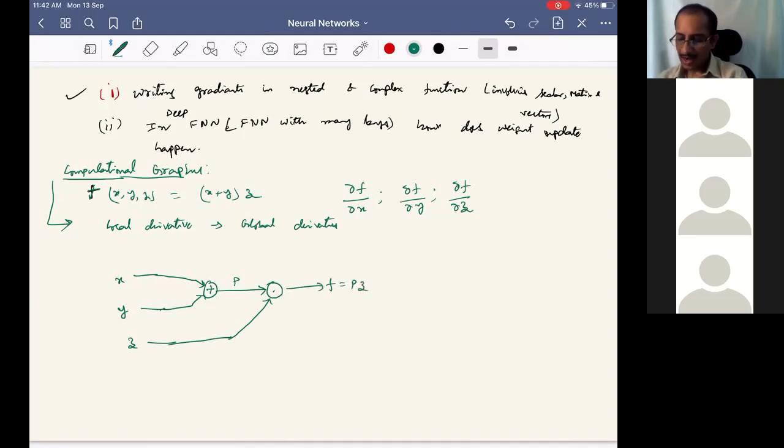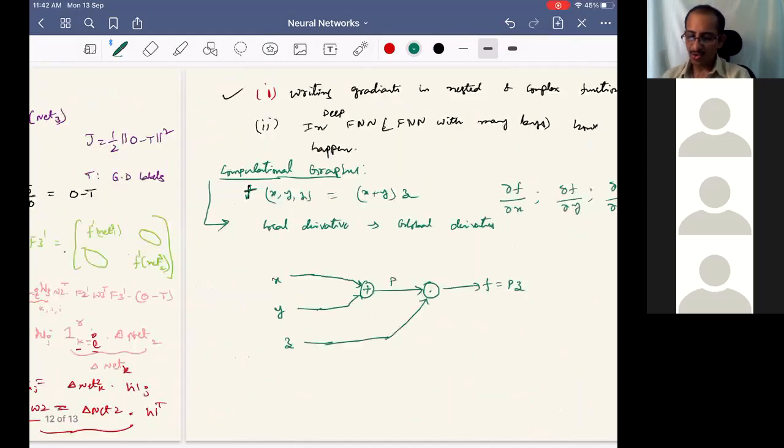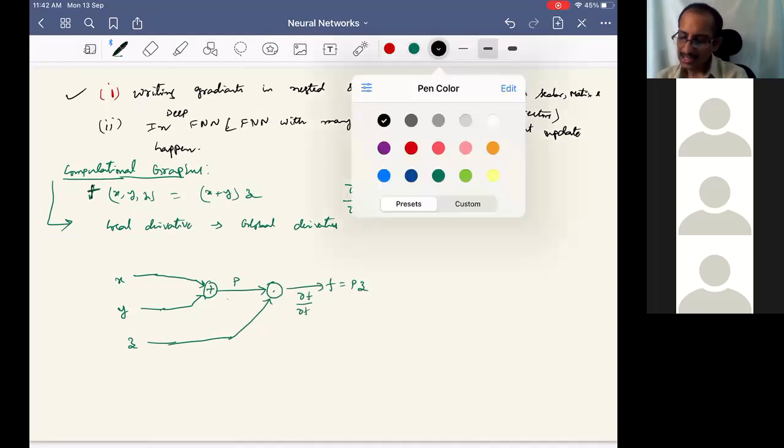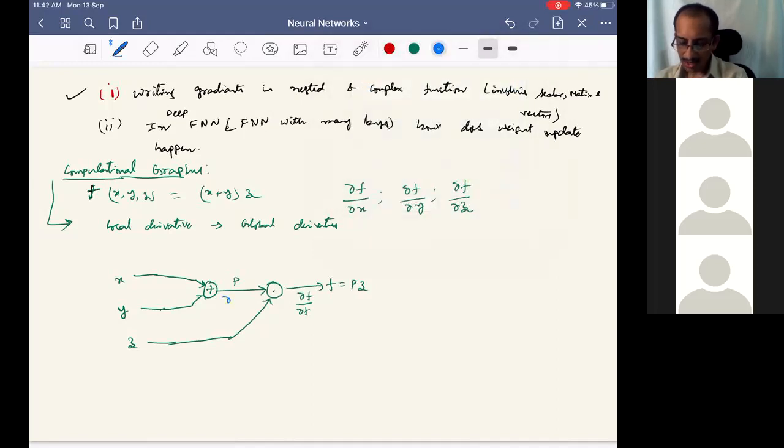Right? So now what I do, I just write local derivatives. That's all. Sketch a computational graph, write local derivatives, and then using the local derivatives, write the global derivatives. So exactly what we are trying to do in terms of graphs. Here the local derivative is what? Dou f by dou f itself. Correct? So what is the next local derivative? Dou f by dou p.